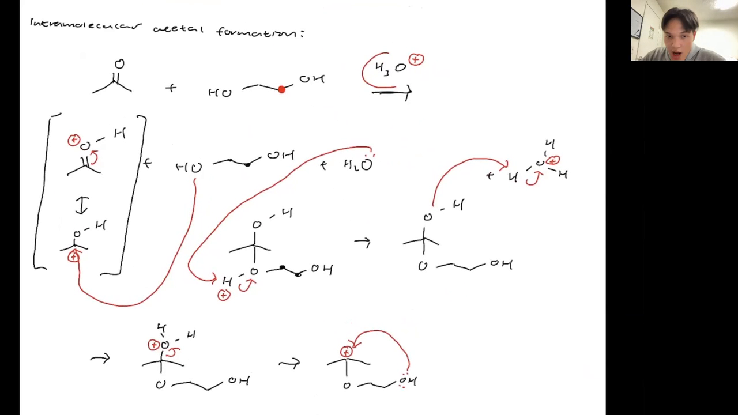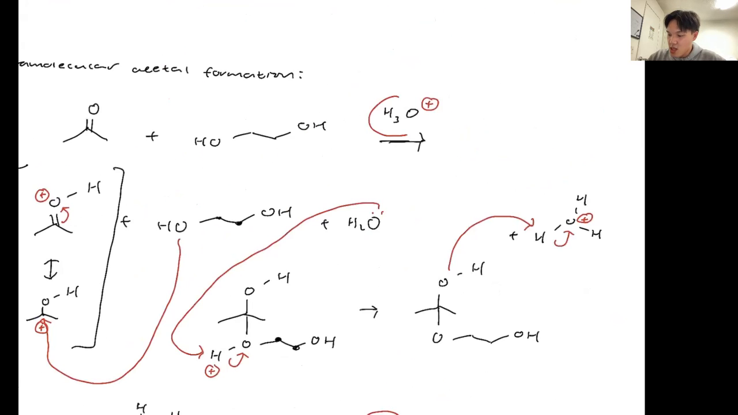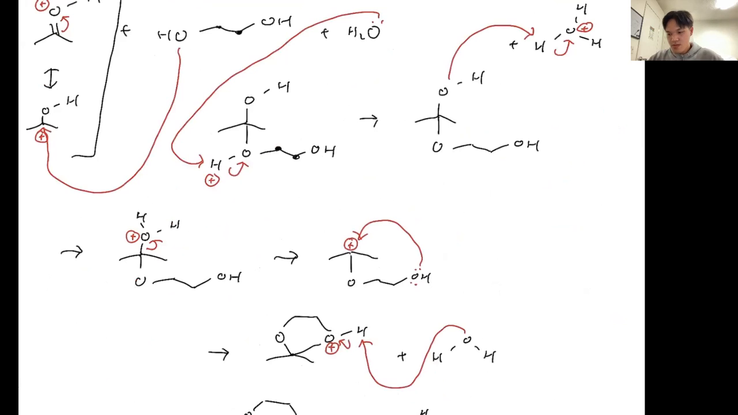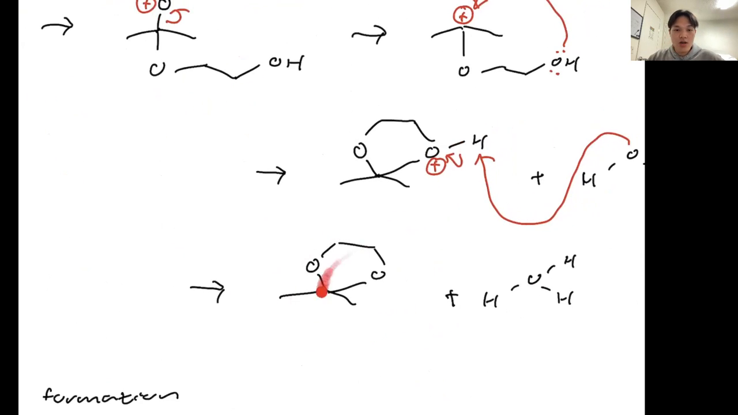So let's see if we did this correctly, right? So we have 1, 2, 3, 4, 5 carbons. Let's see how many carbons we have here. 1, 2, 3, 4, 5 carbons, which is good. We have 2 oxygens here, 2 oxygens here, and it looks like we are good with this. So this is still called an acetal.